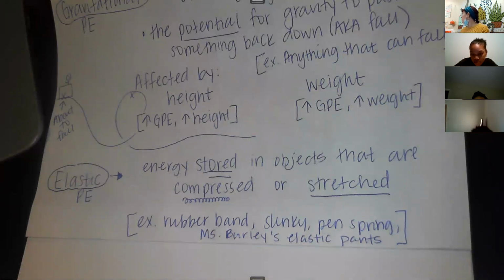Yes. Oh, a balloon? For what? For which one? For gravitational or elastic? Yes, it would. A balloon would be one because it's rubber and it can stretch or compress.